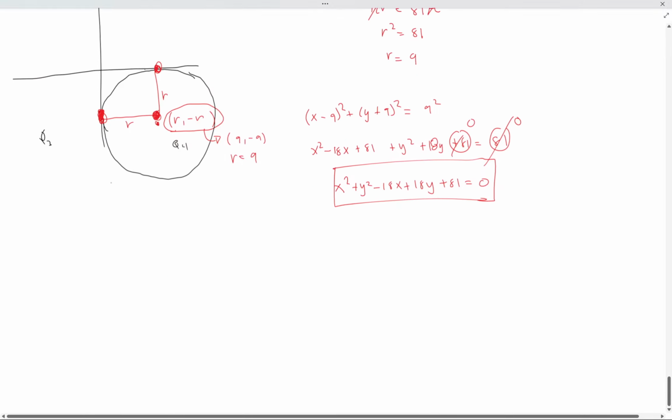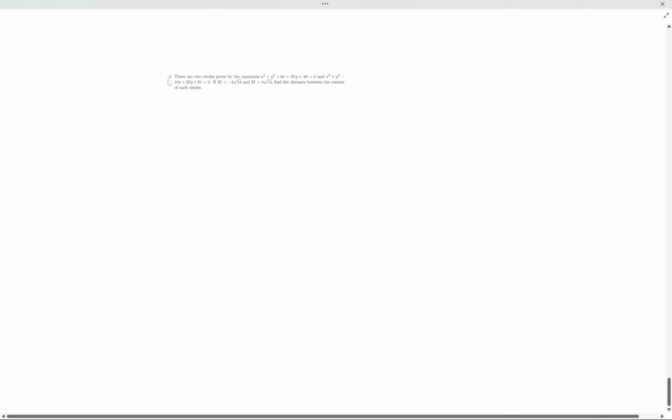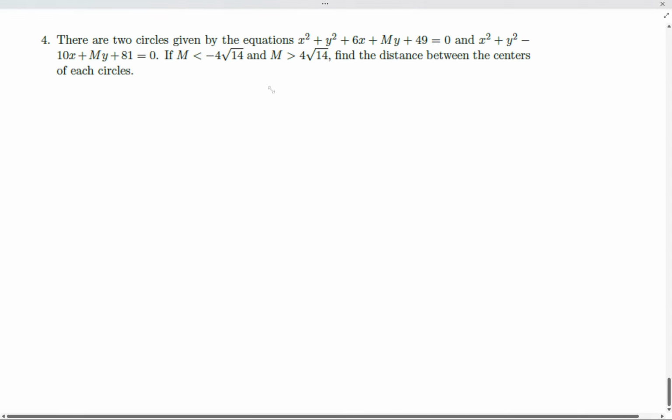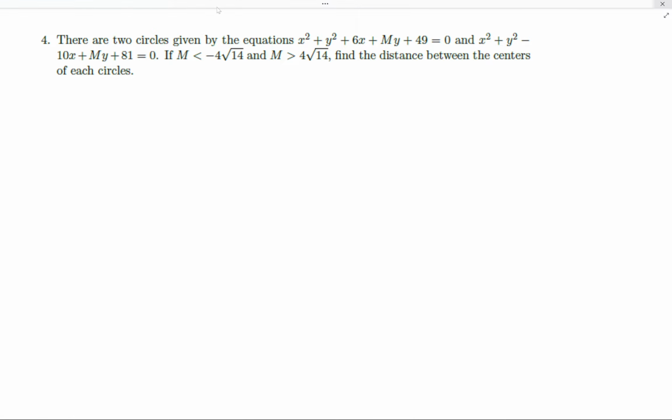Let's move on to question number 4. We have this one right here. There are two circles given by those equations: x squared plus y squared plus 6x plus my plus 49 equal to 0, and the other one is x squared plus y squared minus 10x plus my plus 81 equal to 0. Find the distance between the centers of each circle.